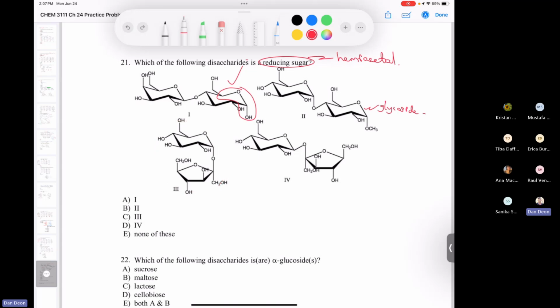So I'll just write sucrose on here. And then the last one, there's no hemiacetal in there either. So the only one that has a hemiacetal in it is A. So I'm going to scribble here. This is your hemiacetal speaking. No, this is a hemiacetal.